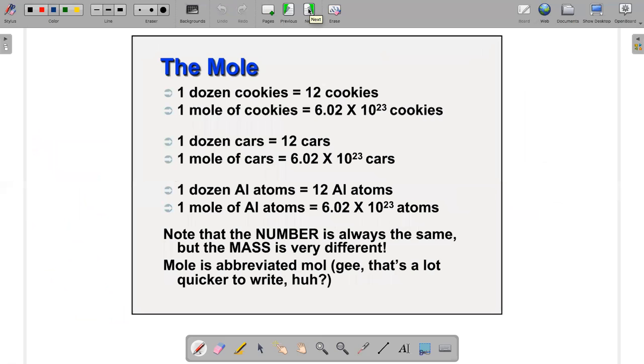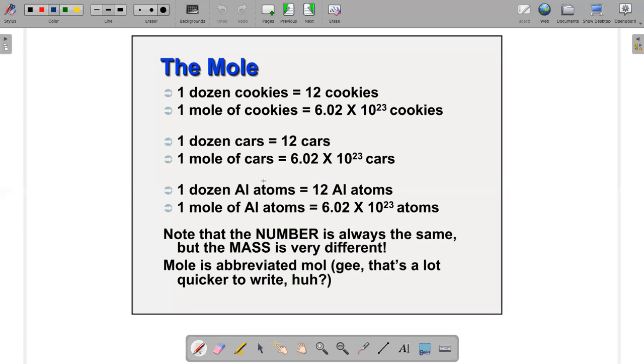Okay, so here's another concept. You've got cookies, we've got cars, we've got aluminum atoms. And it doesn't matter if you've got a dozen cars or a dozen cookies or a dozen aluminum atoms, you still have 12 of each. Like 12 cookies, you count to 12, that's how many cookies you got. You can count to 12 cars, now you've got 12 individual cars, or you can have 12 atoms of aluminum. You can also have a mole of cookies or a mole of cars. That's more cars than have ever been manufactured. And a mole of atoms, a mole of aluminum atoms.